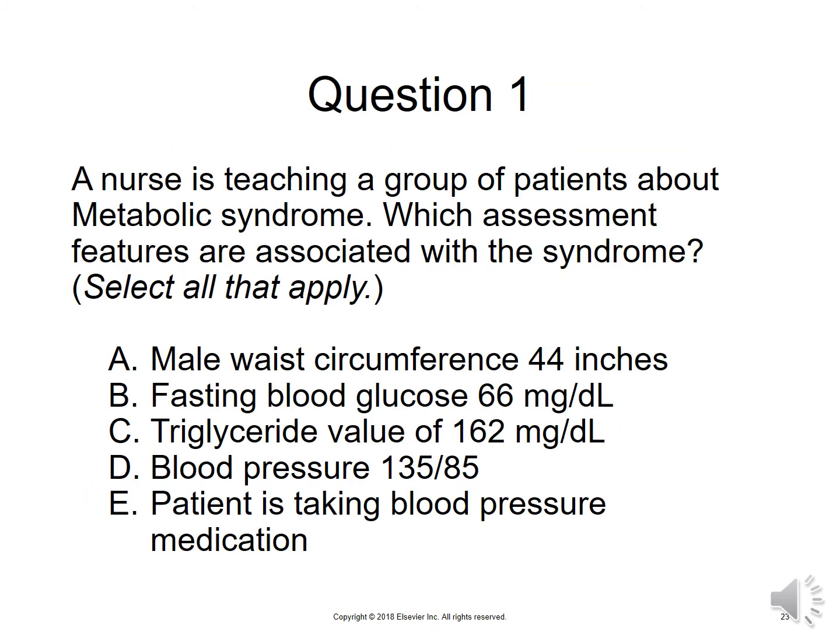A nurse is teaching a group of patients about metabolic syndrome. Which assessment features are associated with the syndrome? Male waist circumference of 44 inches. Yes, that's true. Fasting blood glucose of 66. No, that's low, right? Triglycerides values of 162. Yes, that's true. Blood pressure of 135 over 85. Yes, that's true. Our goal is 130 over 80. Patient is taking blood pressure medication, and that's true as well. So the answer is A, C, D, and E. Those are all associated with metabolic syndrome.